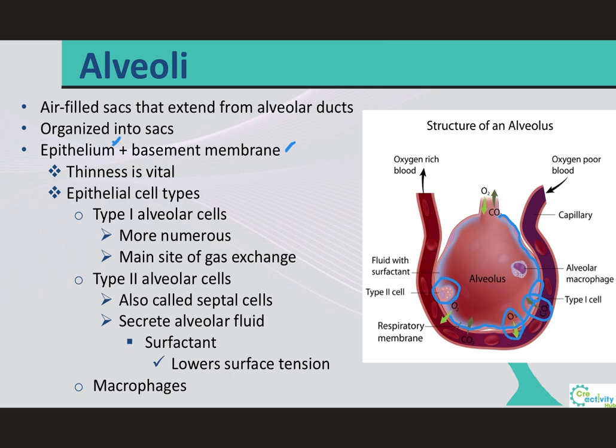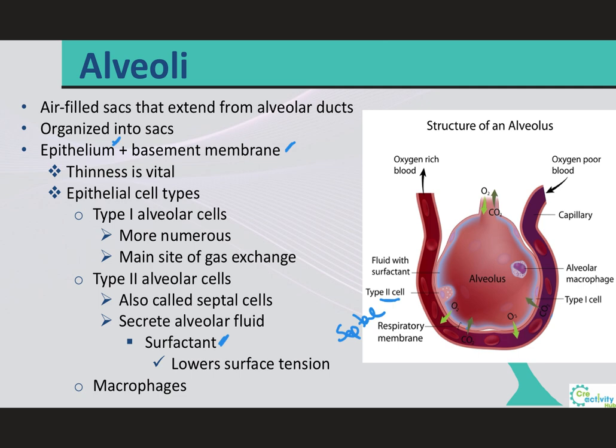On the other hand, the type 2 alveolar cells, which are also called septal cells, will secrete this alveolar fluid, which will keep the surface between the cells and the air moist. Included in the alveolar fluid is this component called surfactant, which is a complex mixture of lipids and proteins. And the surfactant is important because it lowers the surface tension of the alveolar fluid, and this reduces the tendency of the alveoli to collapse, which is important to maintain normal respiration.